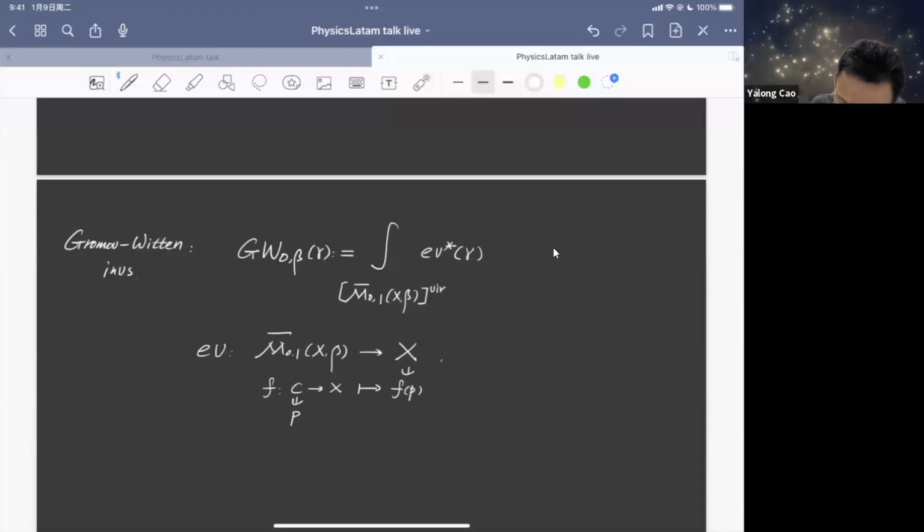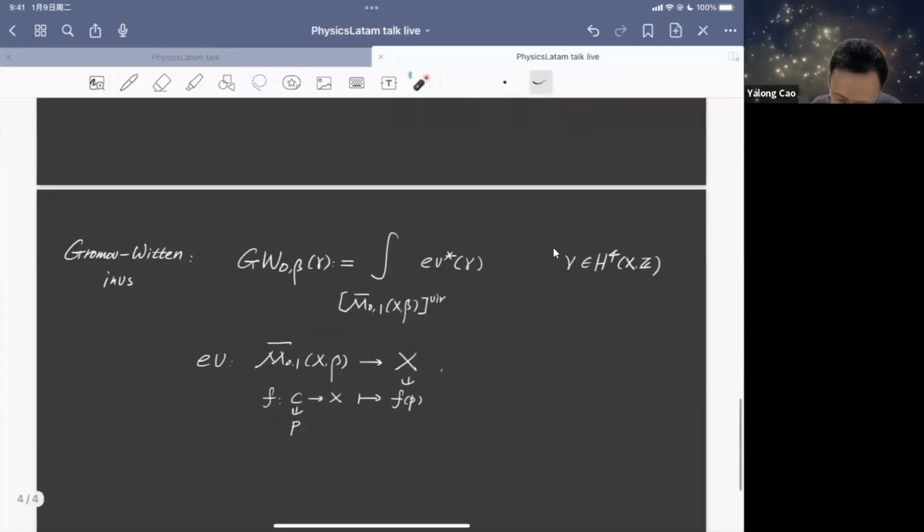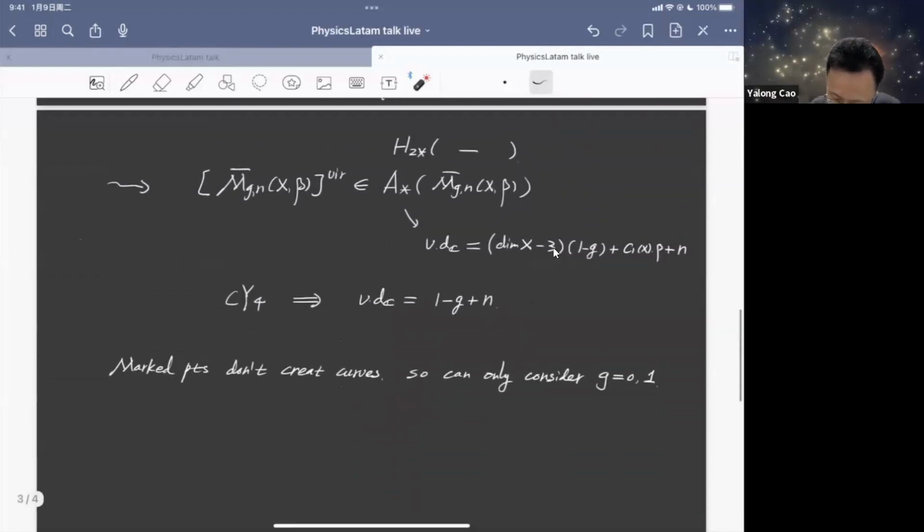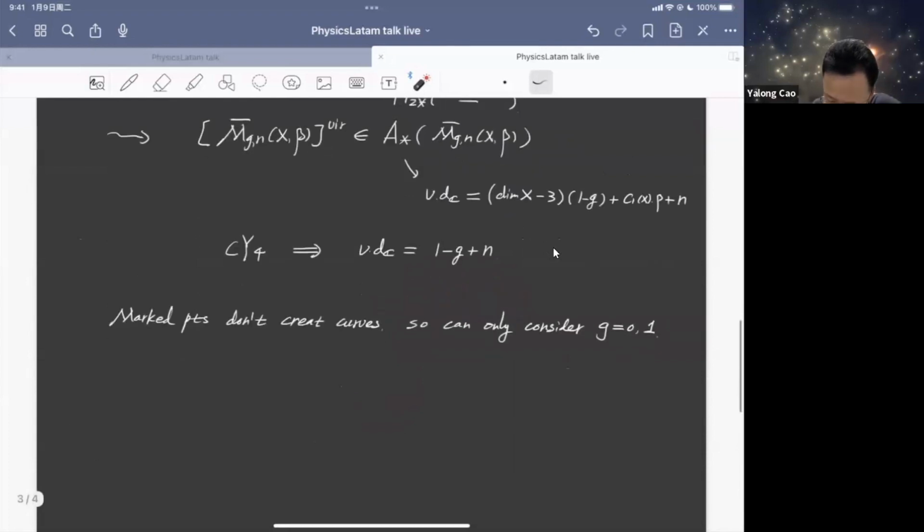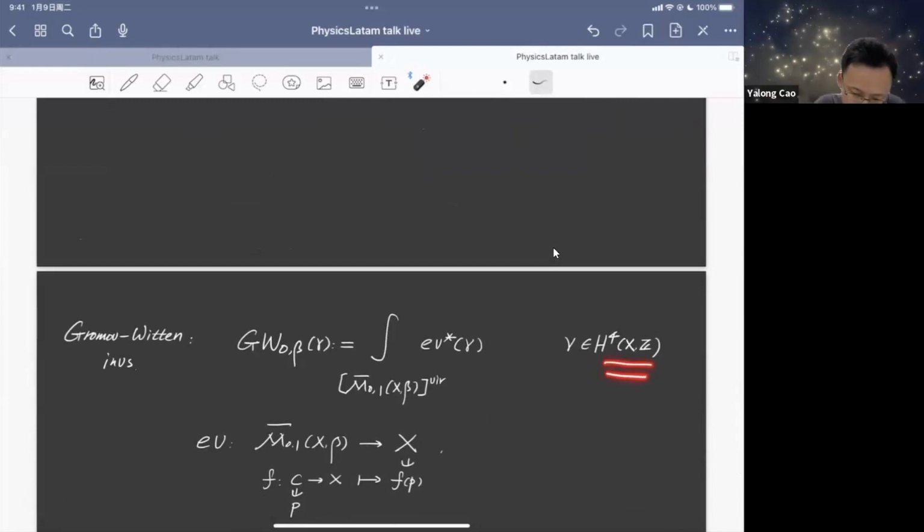And then what we do is we can pull back some degree 4 cohomology class on X through this evaluation map to the moduli space. Then we can do integration. The reason we choose this degree 4 cohomology class is because we consider genus 0 and 1 marked point. So here this is 1 minus 0 plus 1, so this complex dimension is 2, so real dimension 4. That's why we put a 4-cycle here.